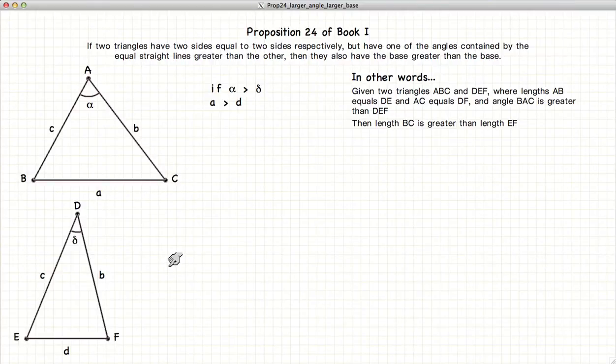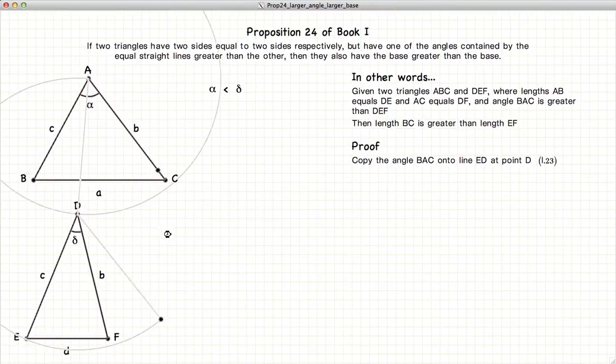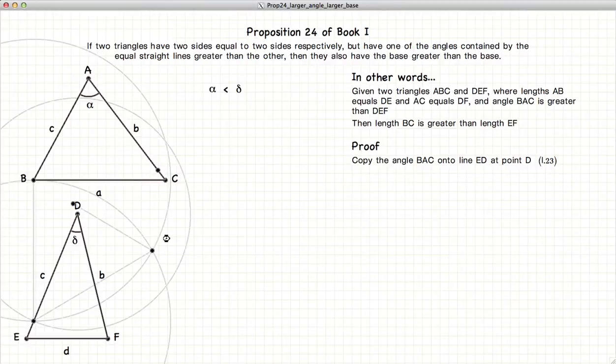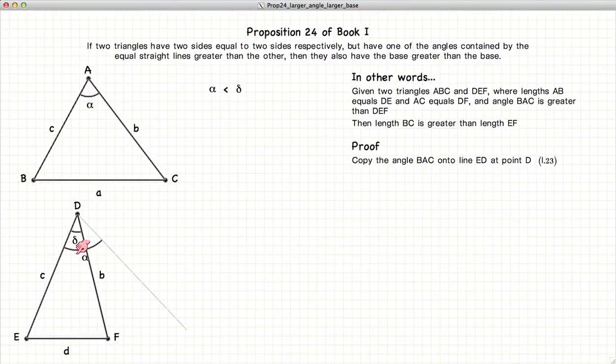So to demonstrate this, we're going to take the larger angle, alpha, and copy it onto the line ED at the point D, using the methods described in Proposition 23. All right, so now we're just copying our angle. Takes a little bit of time. So now we have the angle alpha described here.